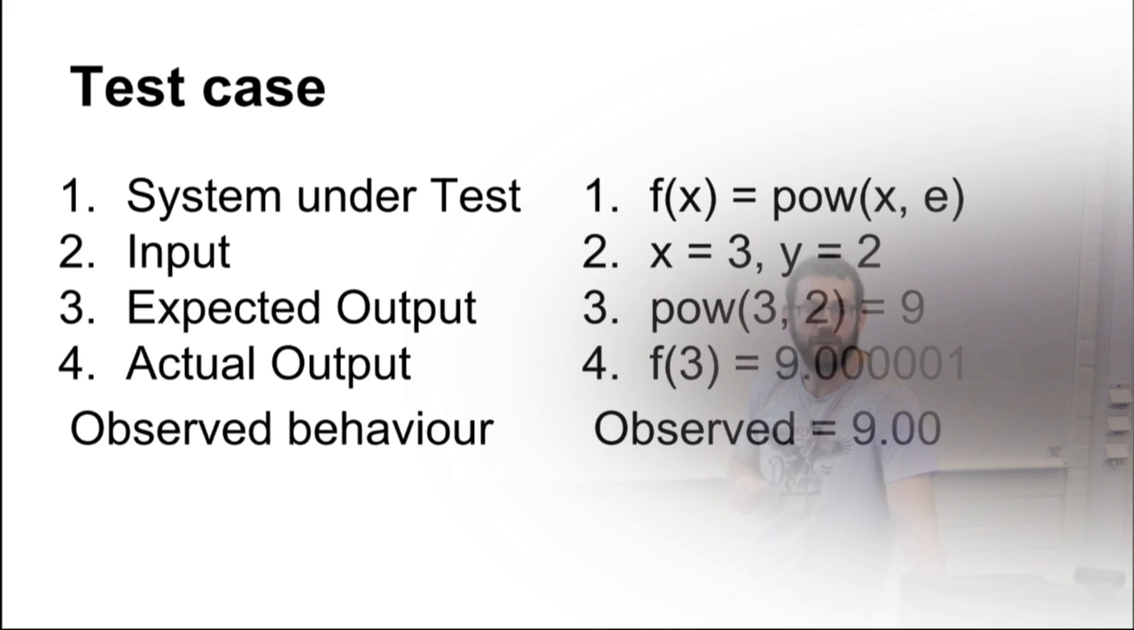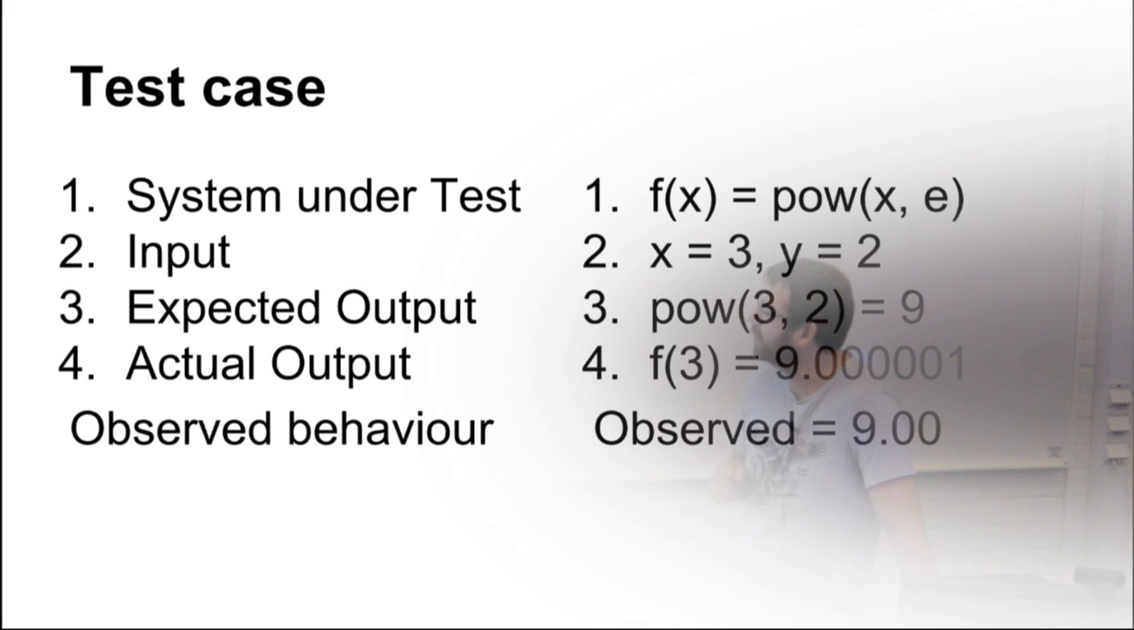I want you, when you write your unit tests in assignment 1, to use this vocabulary. So call the system under test, S-U-T, call input, input, call the expected value, expected. And then we actually run the function. It should be f(3, 2), and we get an output, and we call that the actual output. And the actual output is what the system under test produces under these inputs. We want that to be deterministic, to be the same every time, unless we get flaky tests.